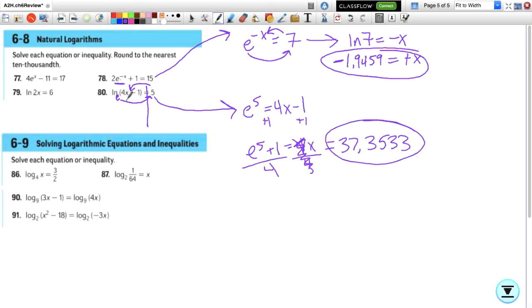Hopefully that's enough to review how we solve natural logarithms. Remember that if it's an ln, you have the base of e, it's not written there, and if you have an exponential form with an e as your base, you have to rewrite it as a natural log.